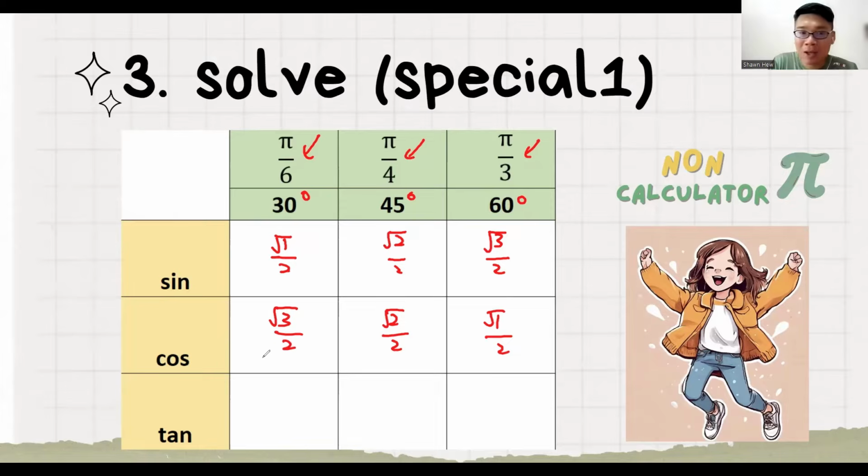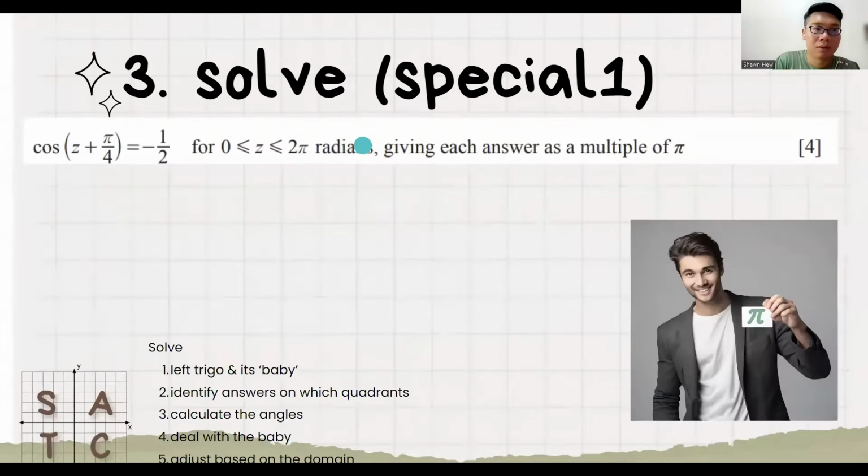How about tangent? Tangent is just this thing divided by this thing. 1 over root 3. Root 2 divided by root 2 is actually 1. This thing divided by this thing is root 3. So this is how you remember these three special angles. If you do not use a calculator, they will force you to write your answers in terms of pi.